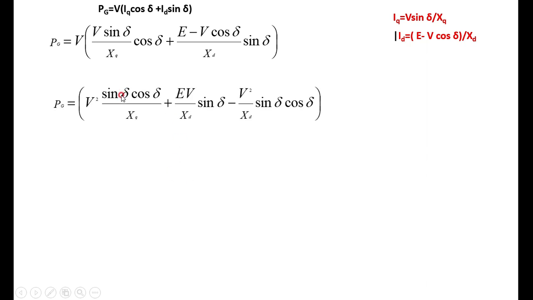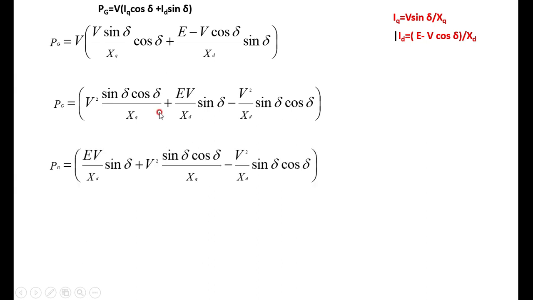Just regrouping the things, multiplying this V to both the terms, what I am getting is V square sin delta cos delta divided by XQ, and V is also multiplied to E, and I am bifurcating this second term. It is EV by XT into sin delta, and it is a minus sign, V into V square divided by XT, sin delta and cos delta. This is the equation that I am getting here.